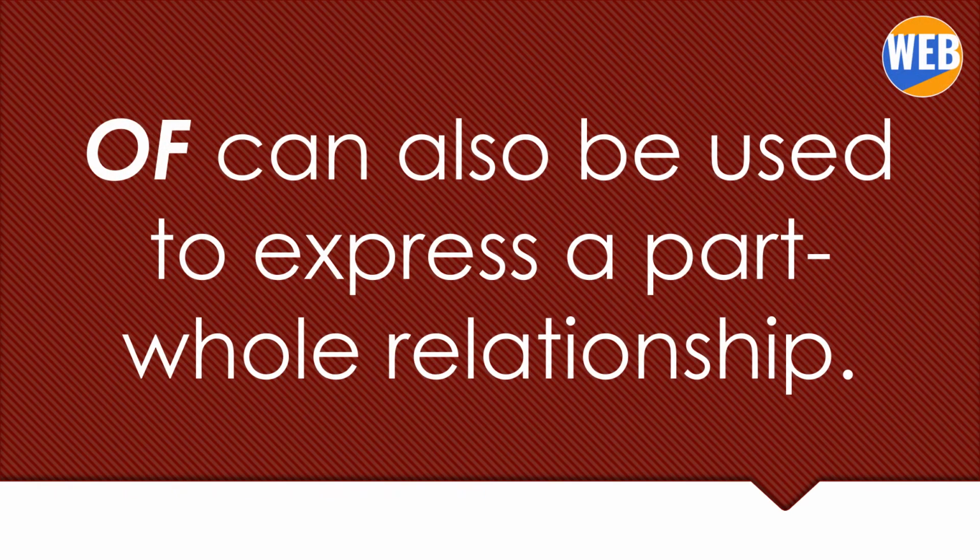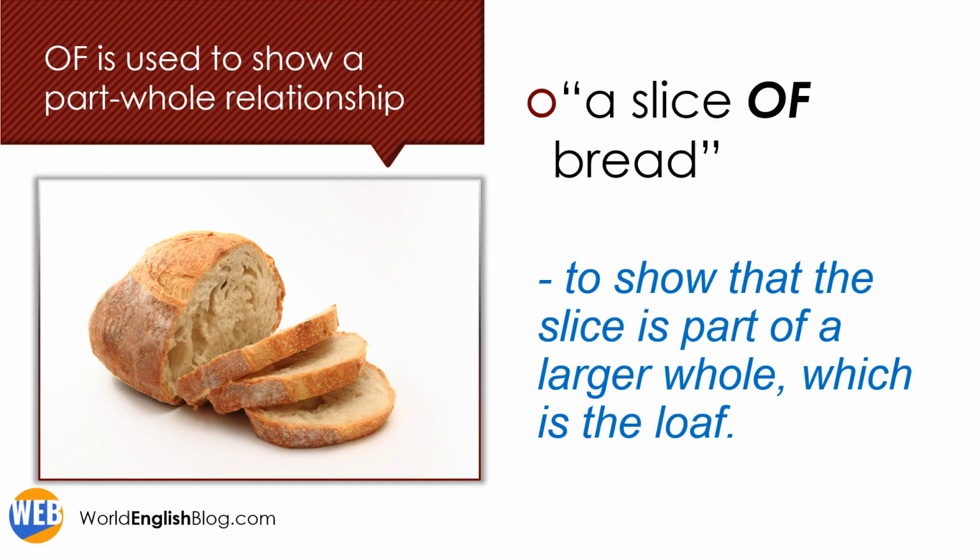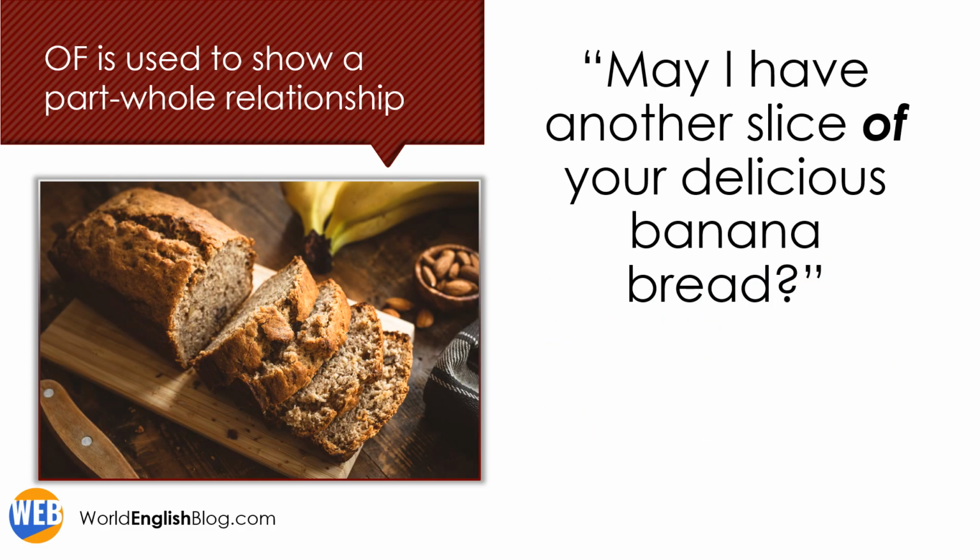Of can also be used to express a part-whole relationship. For example, you can say a slice of bread to show that the slice is part of a larger whole, which is the loaf. May I have another slice of your delicious banana bread?